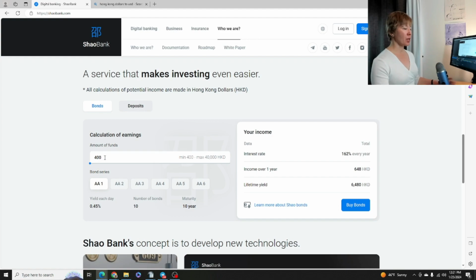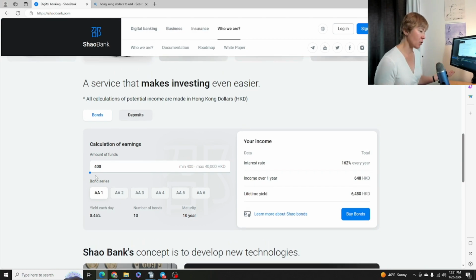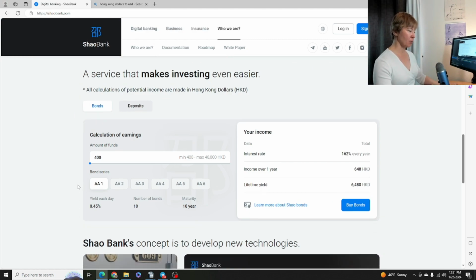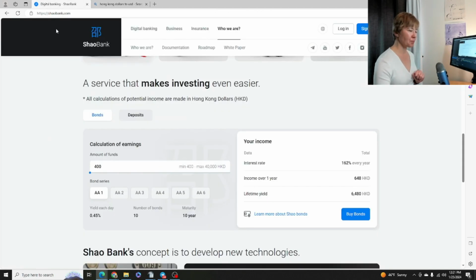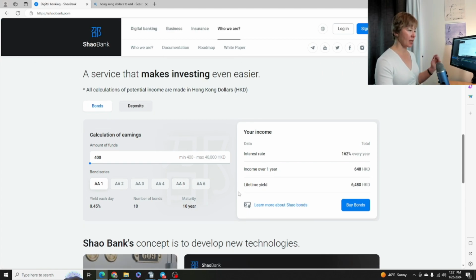So anyway, you can check that out with the AA1 plan, the bond series. These are bond series. I kind of call them plans or packages, I think just out of habit because I'm always doing the DeFi project reviews. The AA1 will be a minimum of 400 Hong Kong dollars. What is that in US dollars? I believe that's $51.16 for 400 Hong Kong dollars. Okay, so $51 to get started in this space. That's going to take you to that first plan.